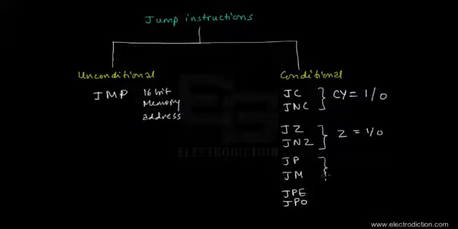Similarly, we have the rest of the 4 instructions. JP and JM operate based on the sign flag condition, whether it's a 0 or a 1. And the last 2 are jump on even parity, that's JPE, and jump on odd parity, that's JPO. They operate based on the condition of the parity bit of the flag register, whether it's a 1 or a 0. These are the 2 broad categories of jump instructions included in the 8085 instruction set. Let's explore them in detail.